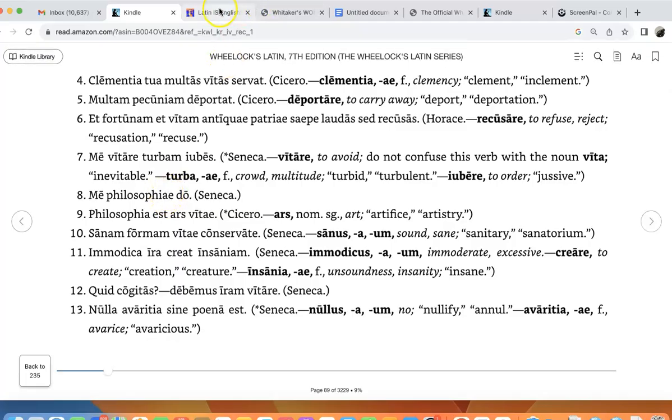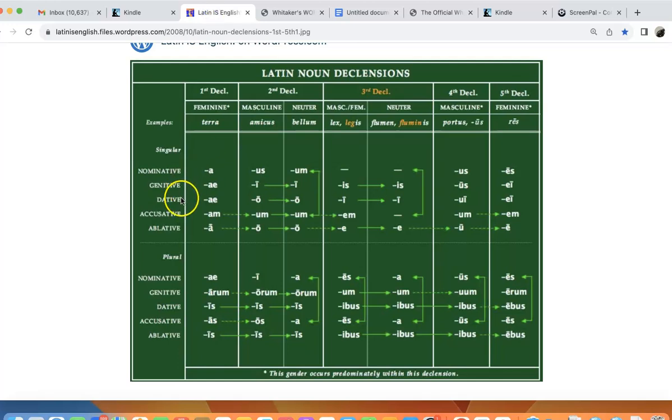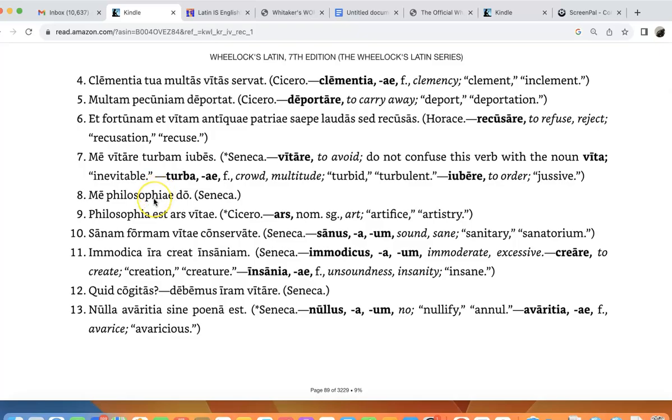Let's take a look at the to philosophy for a second. And so to is dative, so AE. Notice it wouldn't make any sense to say I am giving me of philosophy. That just sounds weird. So I'm giving me, i.e. I'm giving my life to philosophy. So like Plato, like Socrates, giving my life to philosophy.